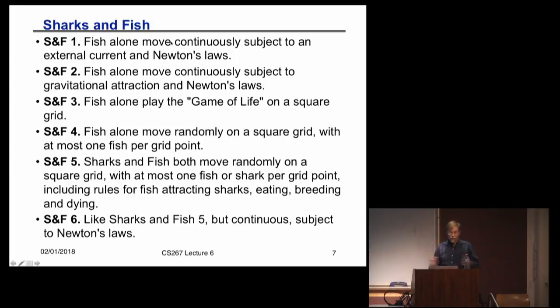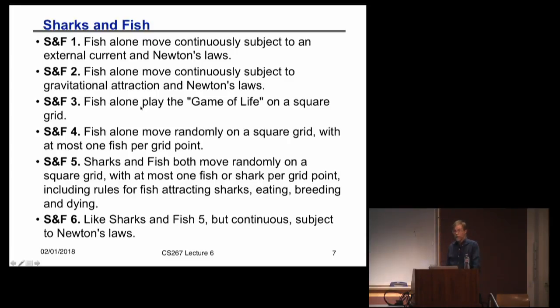So you only have fish, and they just swim around subject to an external current, Newton's laws, so everybody's independent, just moving, F equals ma. Then fish like to form schools, so we add a little bit of gravity, so the fish come together and try to form pods or whatever they're called.